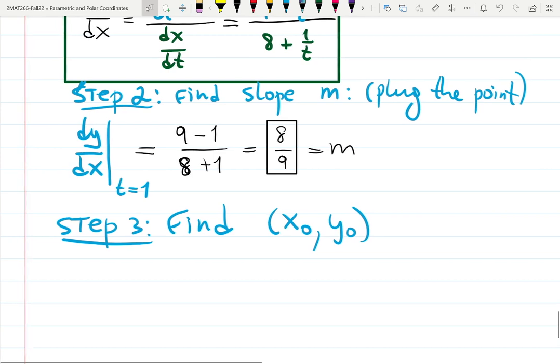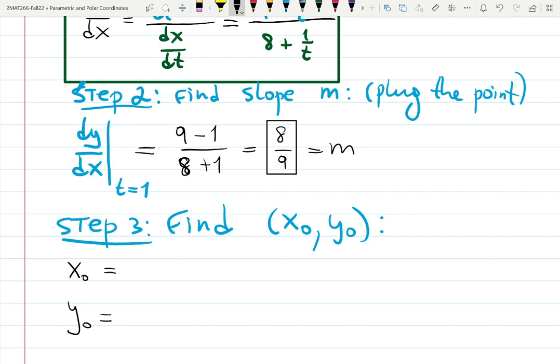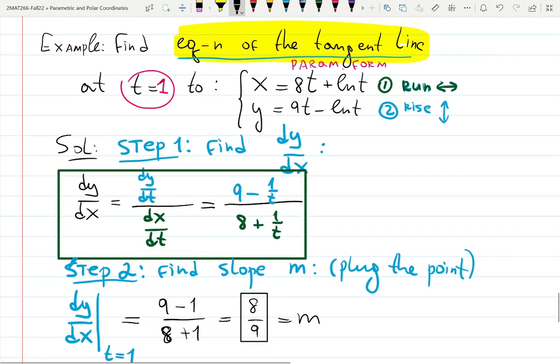I need x sub 0 and y sub 0. X sub 0 and y sub 0. How to find these two? Let's go back and stare at this a little bit. What do you think? Plug in 1 into your x equation and plug in 1 into your y equation. Do you agree? Let's try to plug 1 into x and y equation.